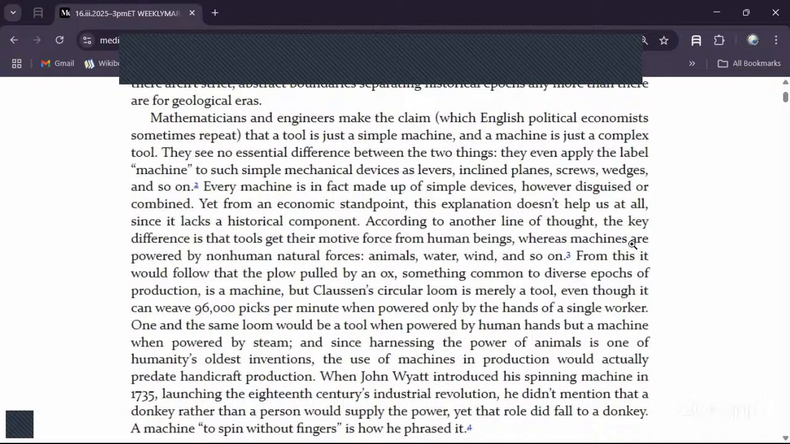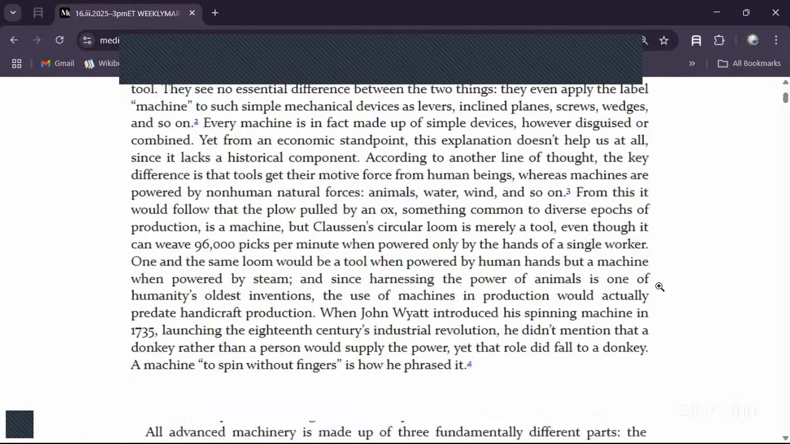According to another line of thought, the key difference is that tools get their motive force from human beings, whereas machines are powered by non-human natural forces, that is, animals, water, wind, and so on. From this, it would follow that the plow pulled by an ox, something common to diverse epochs of production, is a machine, but Clausen's circular loom is merely a tool, even though it can weave 96,000 picks per minute when powered only by the hands of a single worker. One and the same loom would be a tool when powered by human hands, but a machine when powered by steam, and since harnessing the power of animals is one of humanity's oldest inventions, the use of machines in production would actually predate handicraft production.